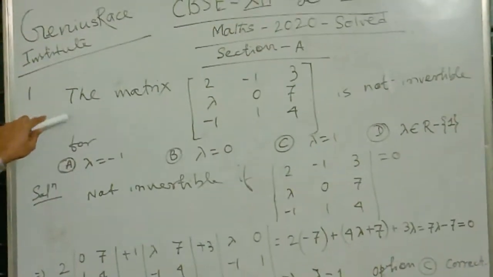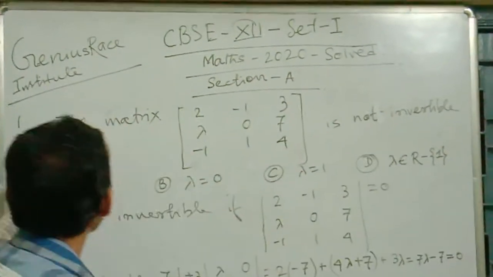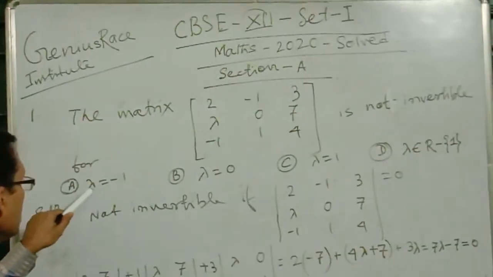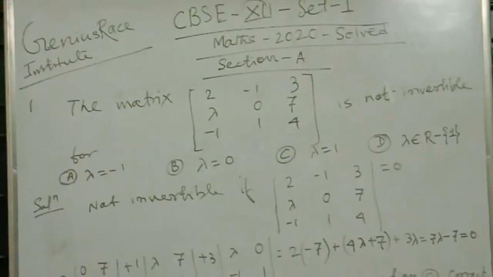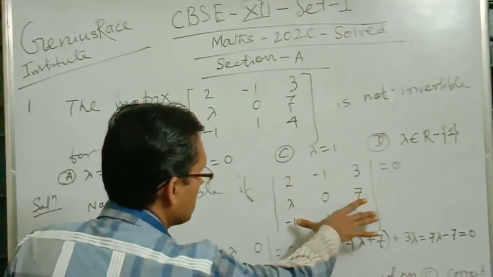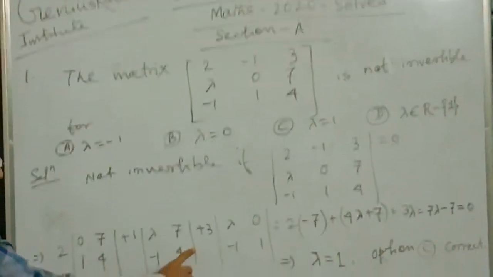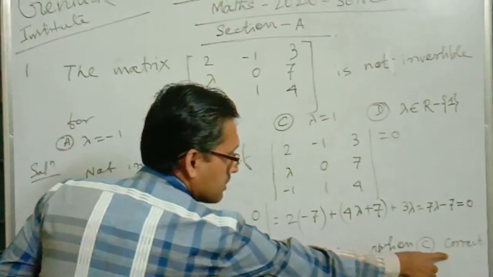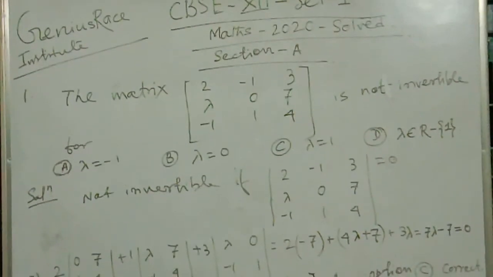This is the first question in set 1: the matrix is not invertible for lambda equal to which value? There are four alternative options. The matrix is not invertible if its determinant value equals 0, and if we solve it, this will be the final answer. So option C is correct. Okay, let us move on to the next question.